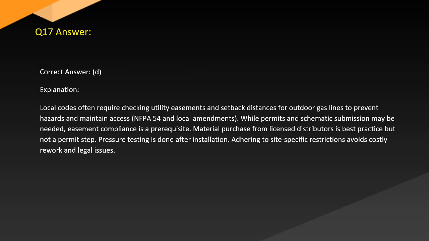Answer. Correct answer: D. Explanation. Local codes often require checking utility easements and setback distances for outdoor gas lines to prevent hazards and maintain access, per NFPA 54 and local amendments. While permits and schematic submission may be needed, easement compliance is a prerequisite. Material purchase from licensed distributors is best practice but not a permit step. Pressure testing is done after installation. Adhering to site-specific restrictions avoids costly rework and legal issues.